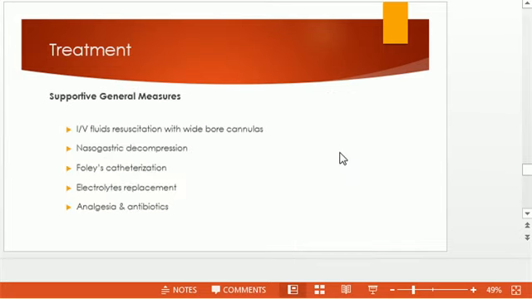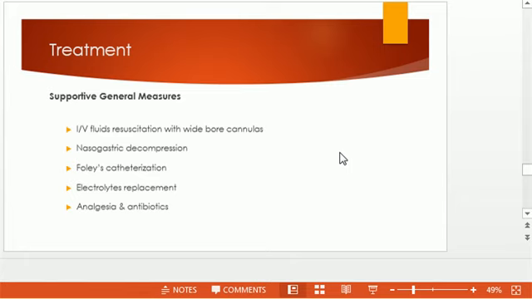Now, treatment of the volvulus. As in other cases of large gut obstruction or other cases of obstruction, initially we have to do supportive general measures. What is meant by that? That means we have to resuscitate these patients with IV fluids. The fluids used for IV resuscitation are Ringer lactate or normal saline.